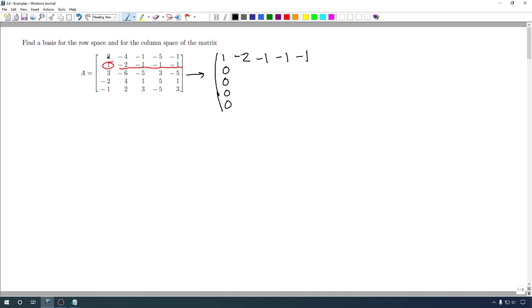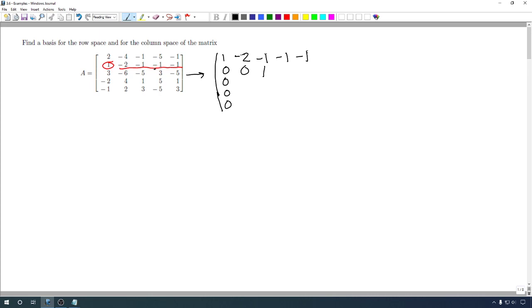Obviously, to get rid of this 2, we're going to subtract 2 times this row from the old first row. We'll put that in the second row here. So 2 minus 2 times 1 gives us 0. Negative 4 minus 2 times negative 2 actually gives us another 0. Negative 1 minus 2 times negative 1, well, we just end up adding 2 to the negative 1, so that becomes a 1.